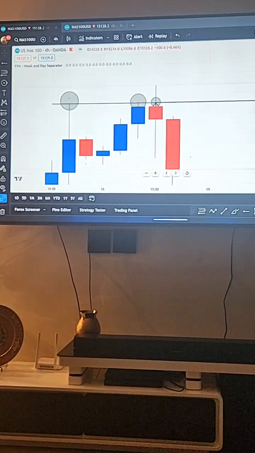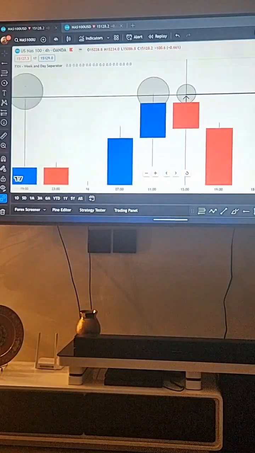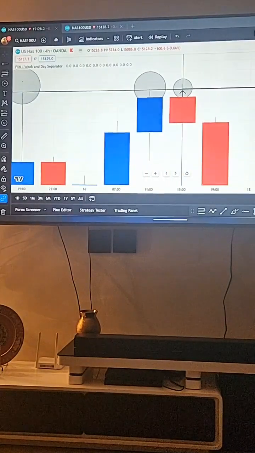So what do you do? You get involved after they've purged. So here on the 4-hour time frame, look at what happens over here. Price goes up.